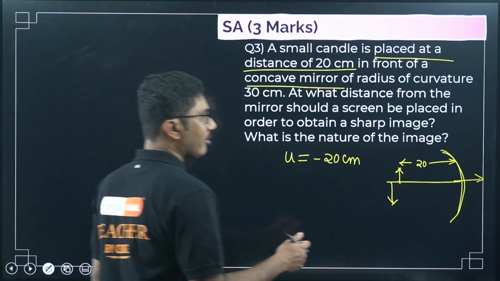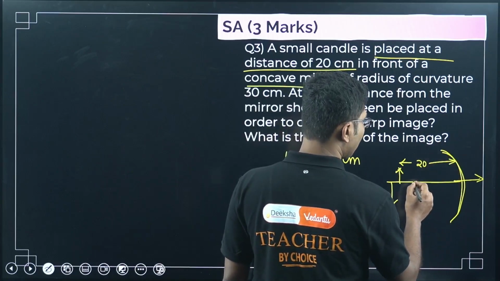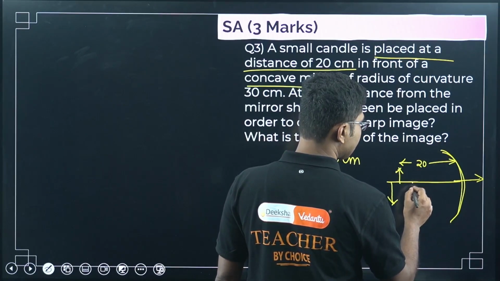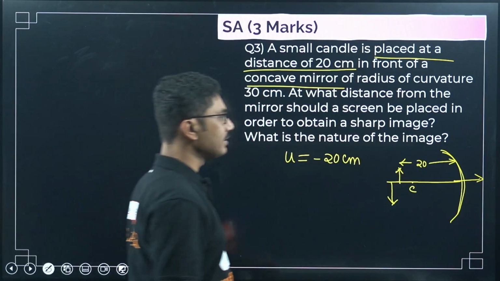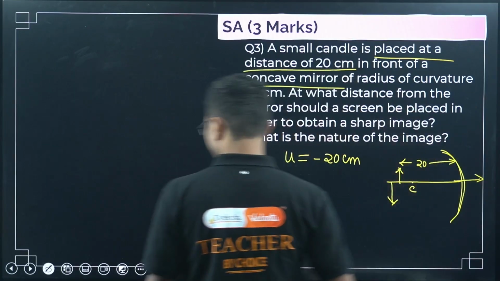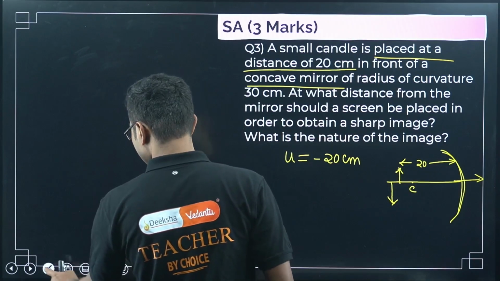We don't know. Now concave mirror has a radius of curvature on this side, right? So suppose this is the center of curvature. So the center of curvature is on the left hand side, because it is curved here. Okay, so in fact in this case it is 30 centimeter.